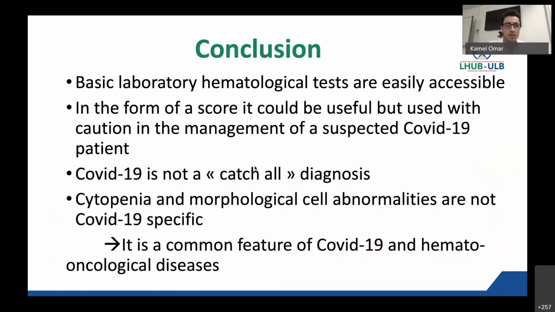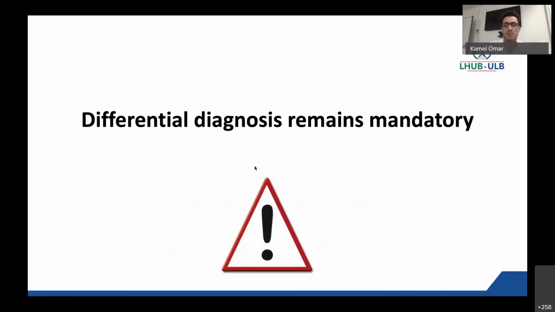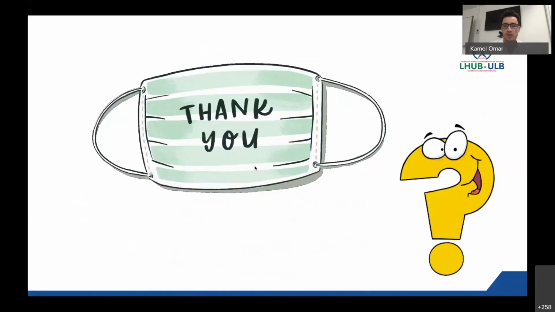So in conclusion, we can say that basic laboratory hematological tests are easily accessible. In the form of a score, it could be useful, but used with caution in the management of a suspected COVID-19 patient. COVID-19 is not a catch-all diagnosis. Cytopenia and morphological cell abnormalities are not COVID-19 specific. It's a common feature of COVID-19 and hemato-oncological disease, and so therefore, the differential diagnosis remains mandatory. So thank you for your attention.